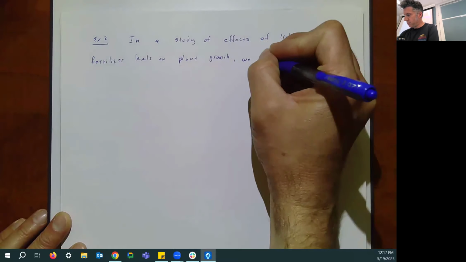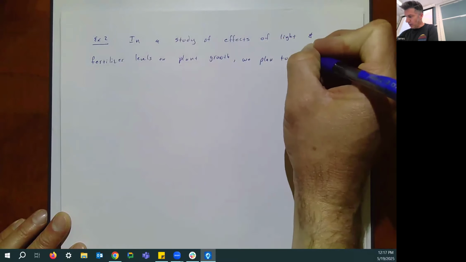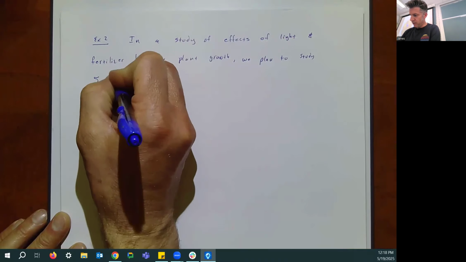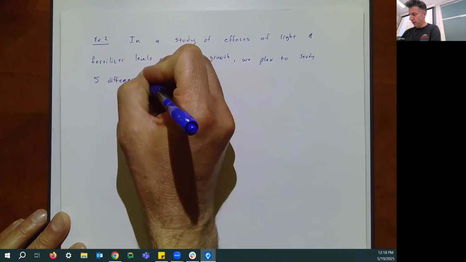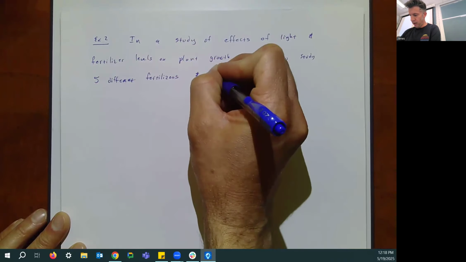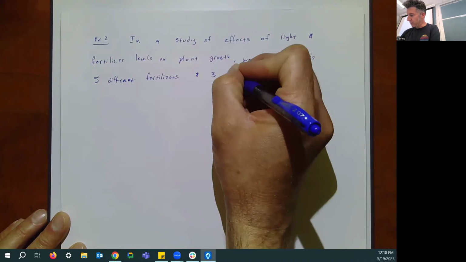We plan to study 5 different fertilizers and 3 different light levels.